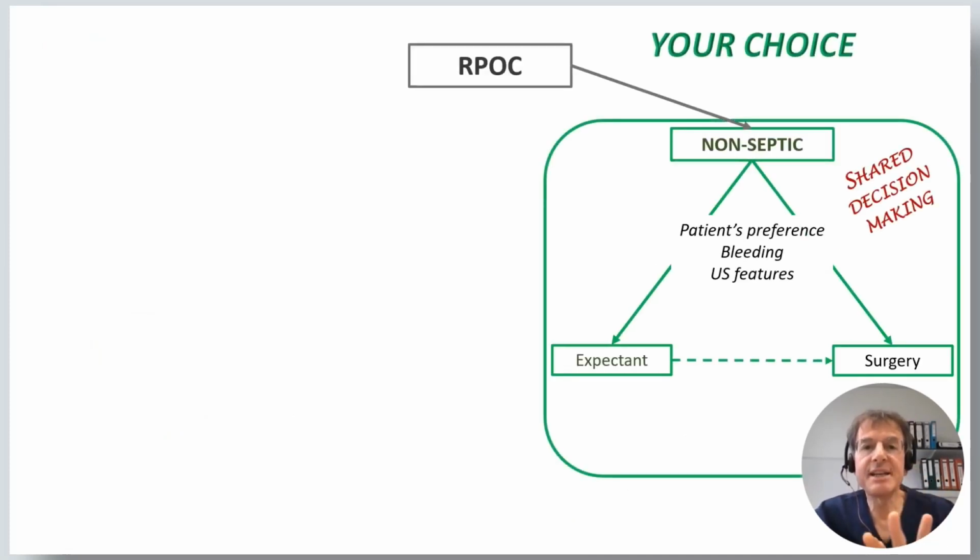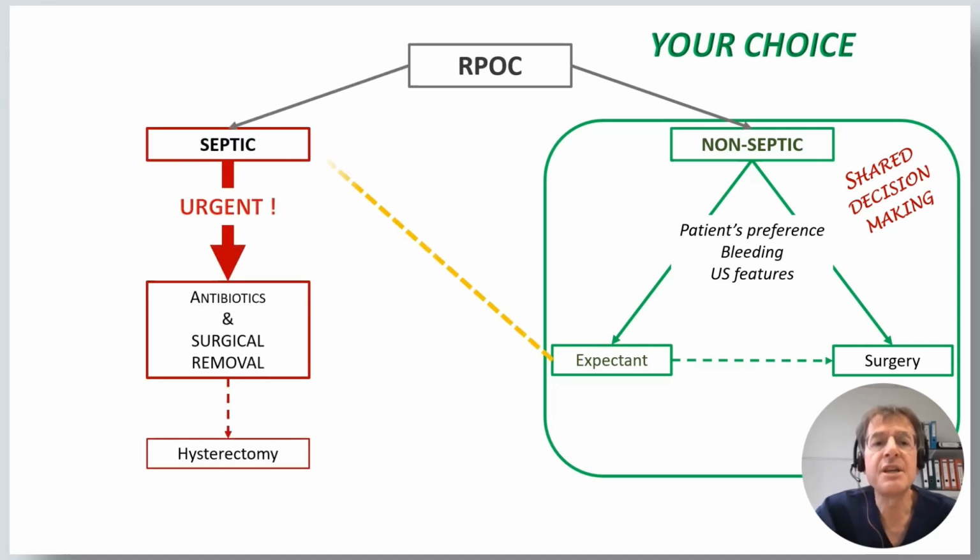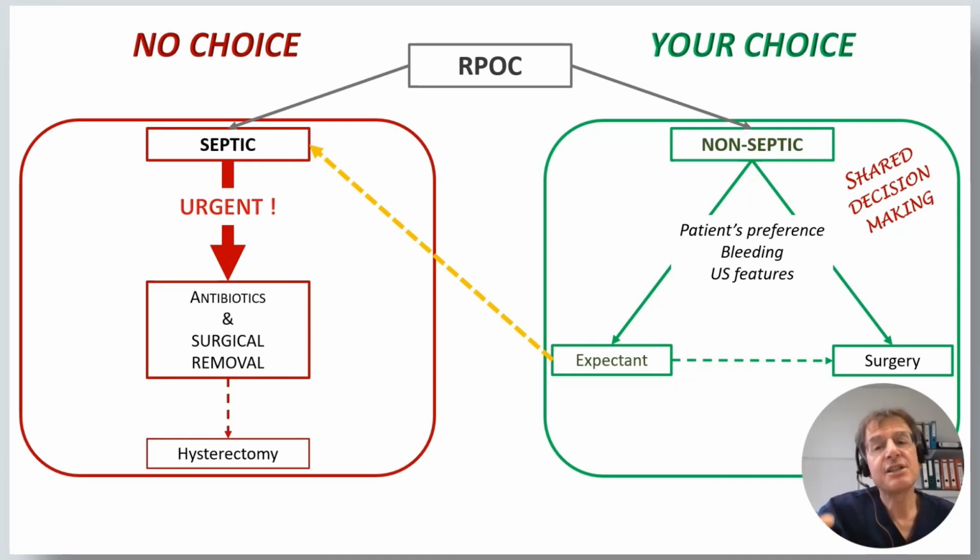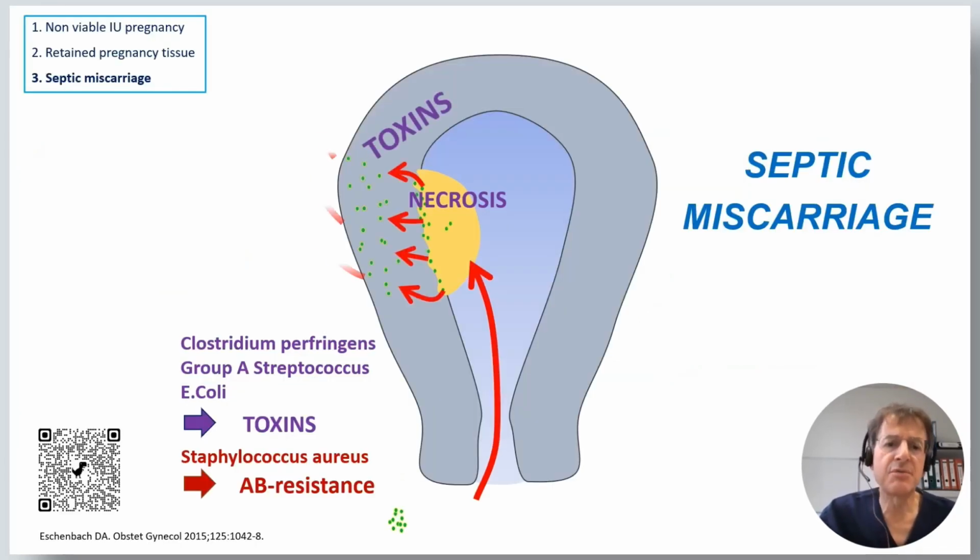Okay, what I said till now is about non-septic retained products of conception, non-septic miscarriages, and there you can do whatever you want. You reach a shared decision making, and then you treat accordingly, expectantly or with surgery. A septic miscarriage is something totally different. That's an emergency, and that should be treated by antibiotics and surgical removal. Okay, septic miscarriage, we know it.